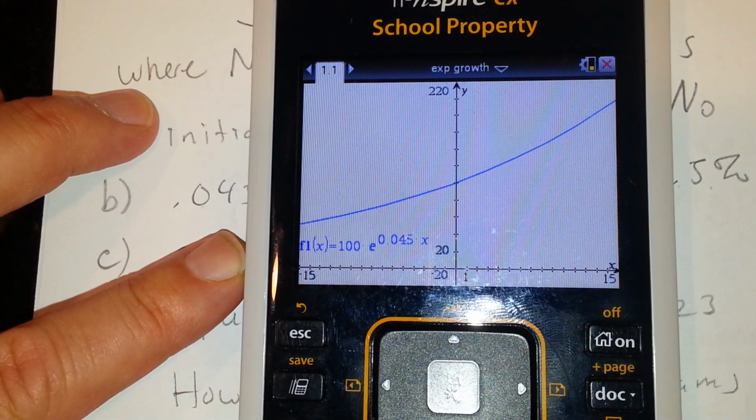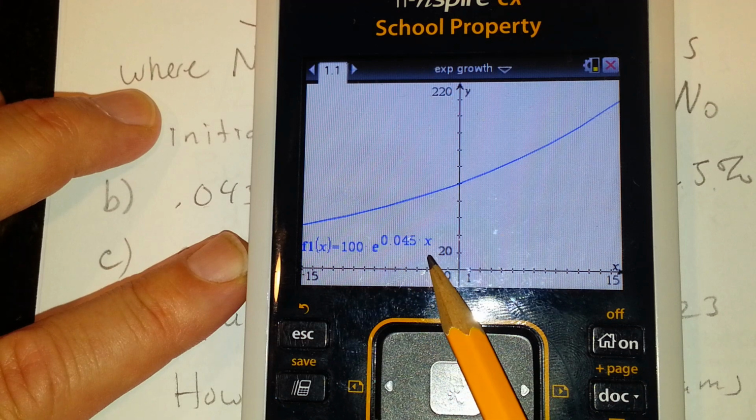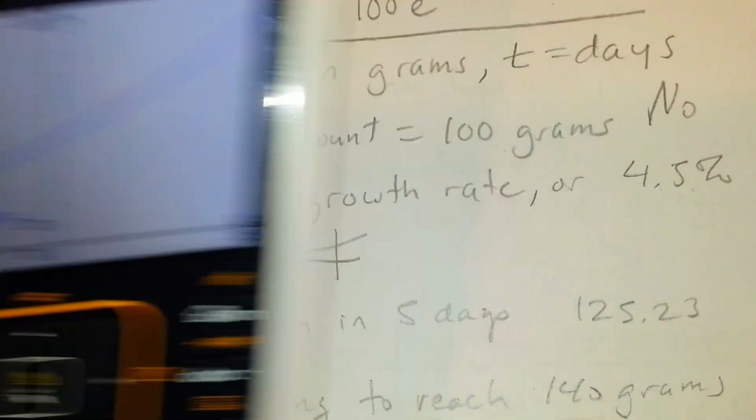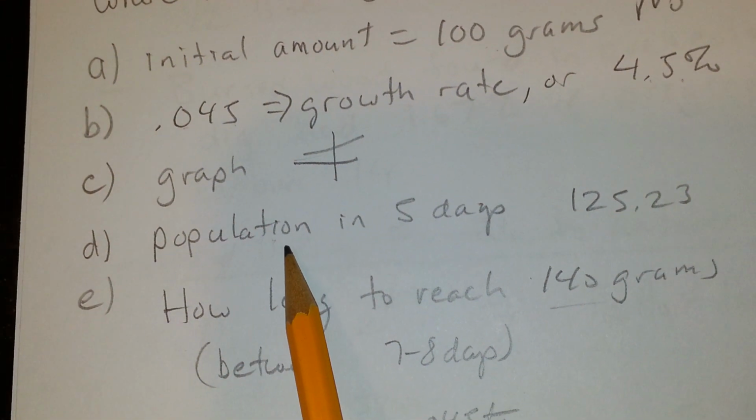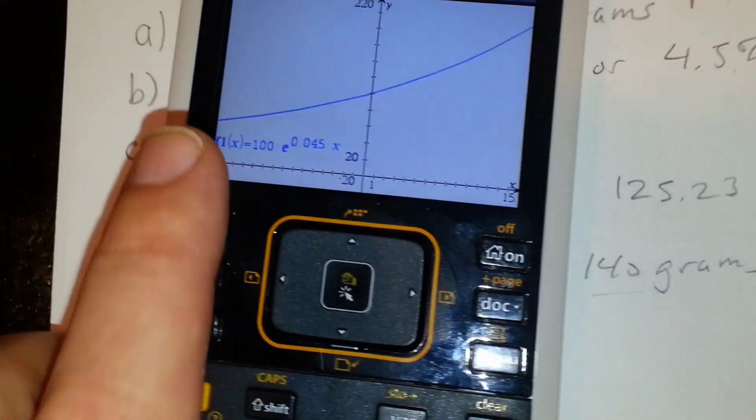There's the graph: 100e to the 0.045 times x. I used x instead of t because it's a function of x. All right, so we want to find out what the population is in 5 days. Well, let's go to our table. We've got this in here.